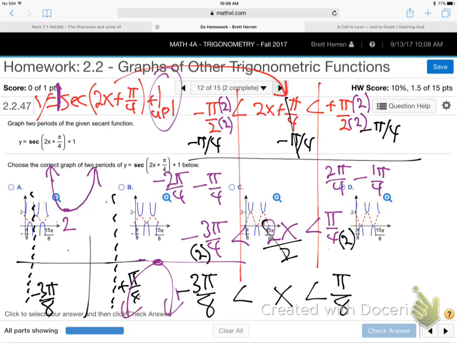Is that good? Questions I can answer? Getting the hang of all these graphs? Makes sense?